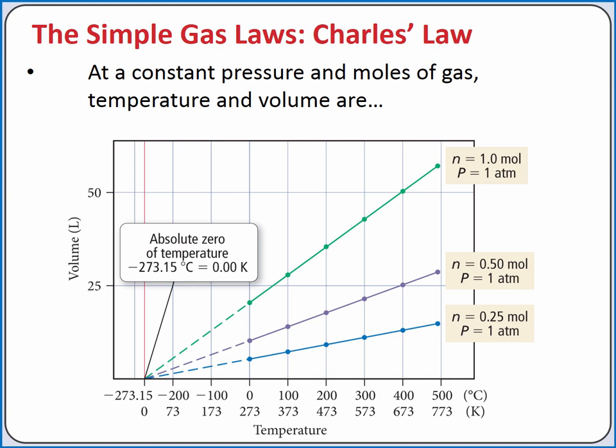According to Charles' law, when pressure and moles of gas are constant, temperature in Kelvin and volume are directly proportional. So if we double the temperature in Kelvin, we'll double the volume. However, this relationship only works with temperature in units of Kelvin. It does not work in units of degrees Celsius or degrees Fahrenheit.